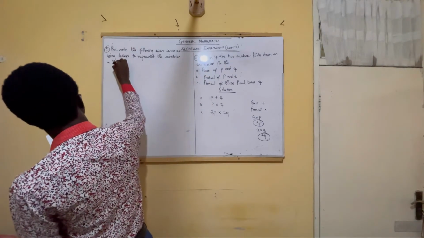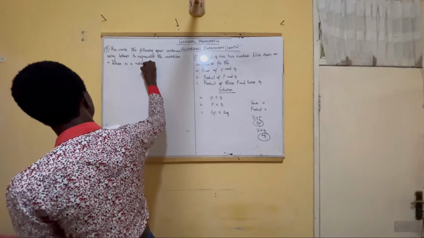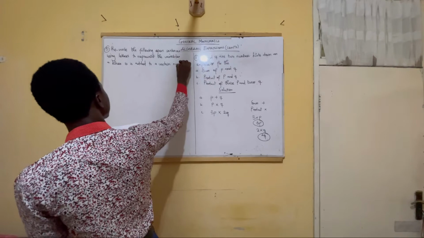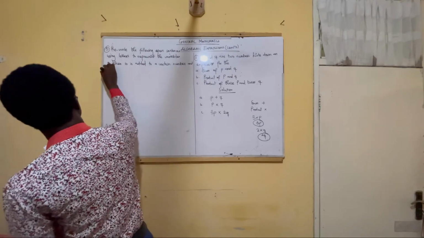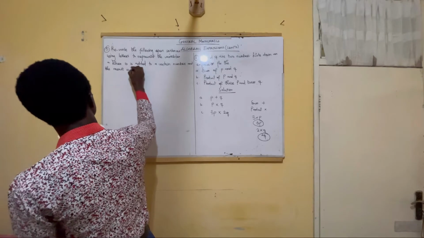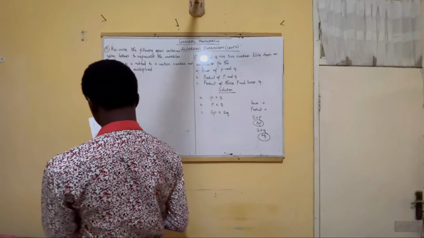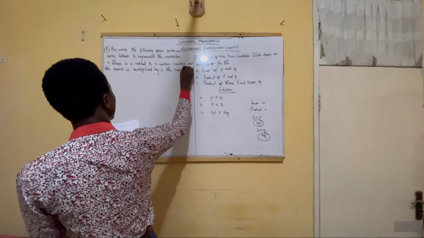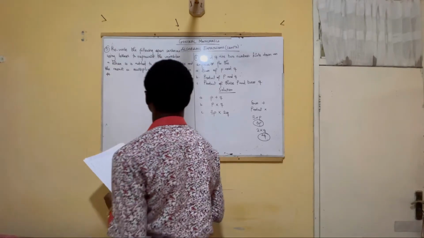A: when 10 is added to a certain number, and the result is multiplied by 2, the answer is 40. Okay, that's the first part of it.